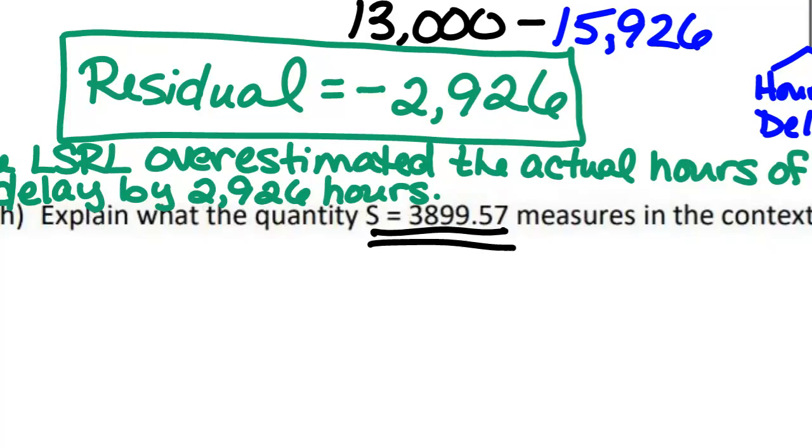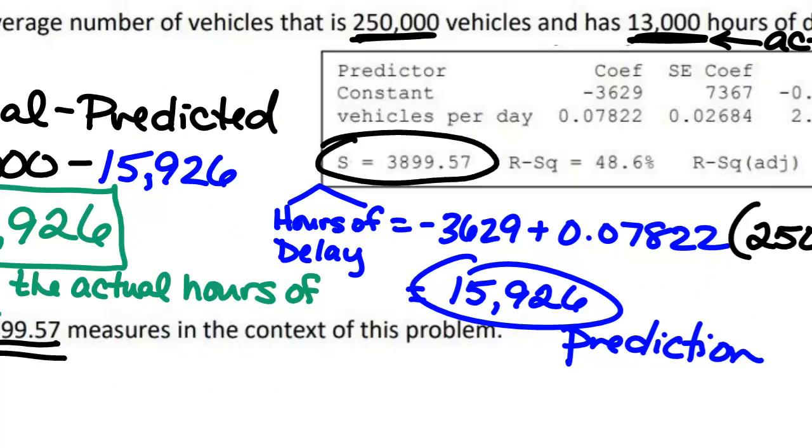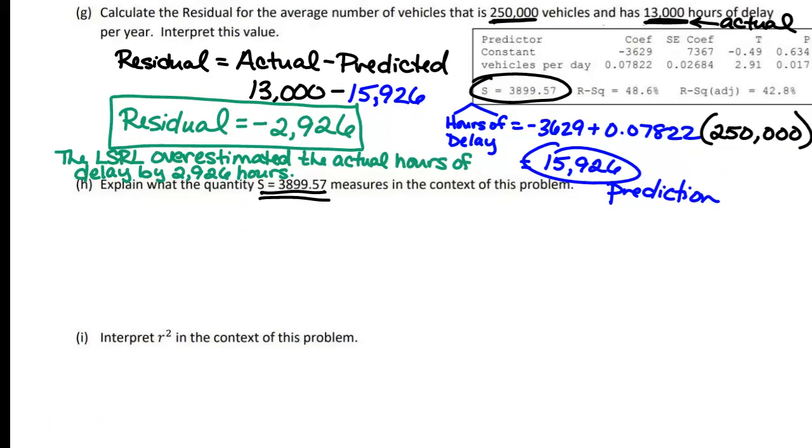What is the quantity of S? This one up here in my Minitab output. What is that measuring? It's the standard error of the residuals. So what does that mean? Talk to me like I've never walked into a stats class before. Very close. Yes, typically or on average, we're going to see that the prediction is about this far off from the actual.